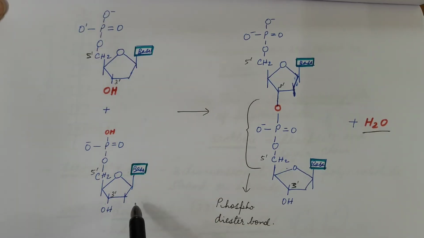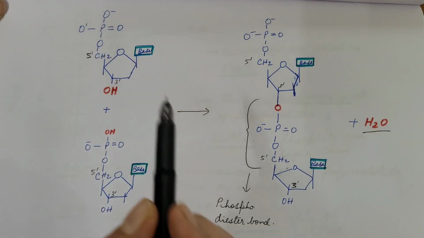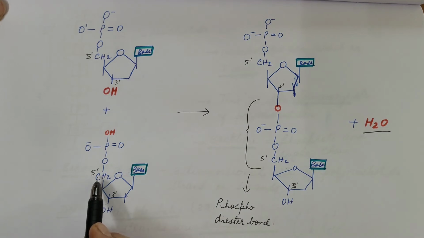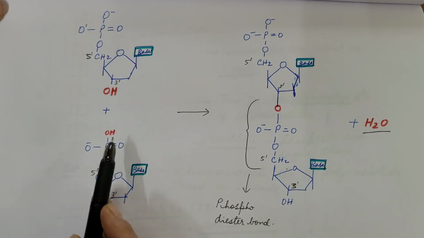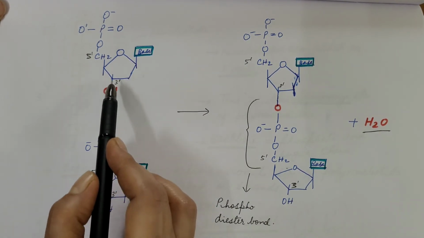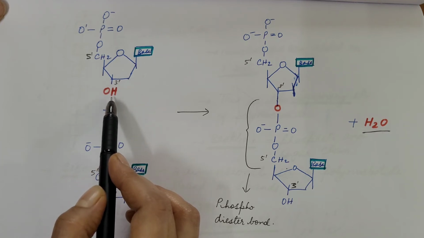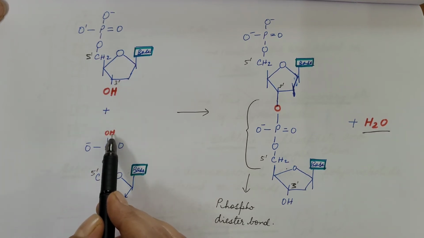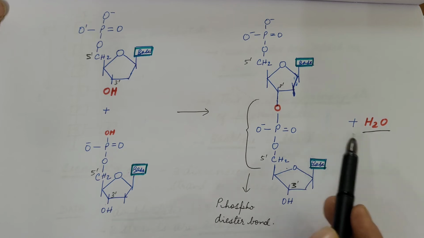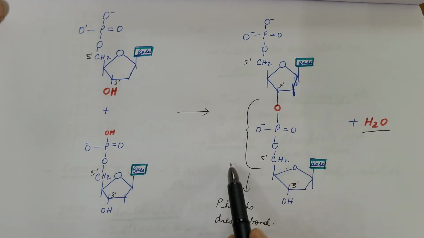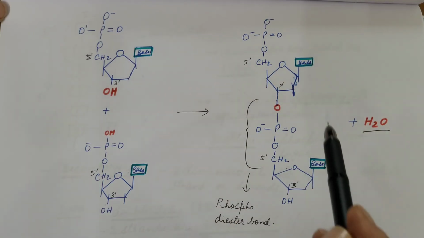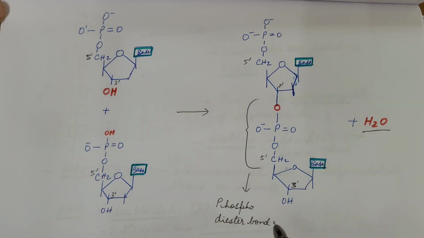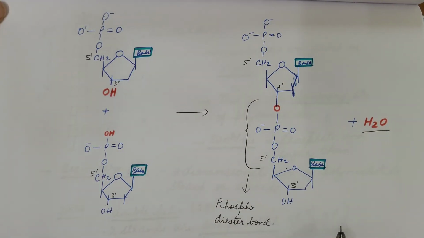So this is one nucleotide and this is the second nucleotide. And the bonding takes place between the 5'-hydroxyl group of one nucleotide and the 3'-hydroxyl group of the other nucleotide. A water molecule is eliminated and a phosphodiester bond is formed. This is a dinucleotide. Similarly, further nucleotides are added and this forms a polynucleotide strand.